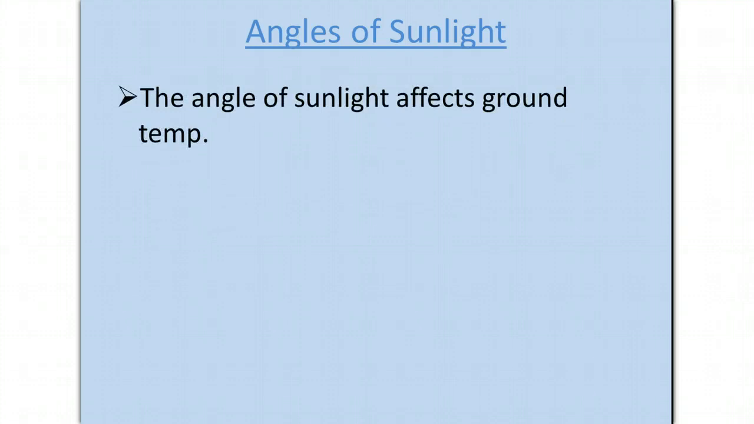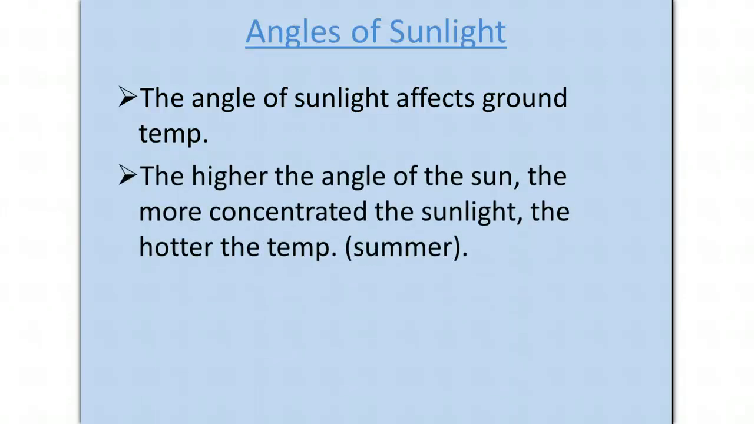So the angle of sunlight affects the ground temperature. The higher the angle of the sun, the more concentrated the sunlight, the hotter the temperature, which is during the summertime. So in other words, when the sun is overhead more directly, then the sun's rays are much more concentrated, which heats up the ground a lot more. So that must mean in Arizona that it must be right overhead, because it's baking hot where we are in the summer, isn't it?